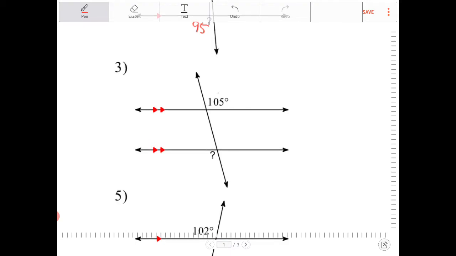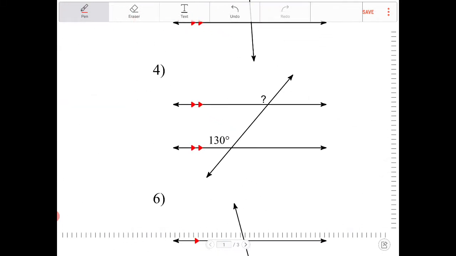Question 3. These are, once again, alternate exterior angles. So therefore, this is 105. Moving on, question number 4. These two angles are on the same side of the transversal. They are also corresponding. So what do we know about corresponding angles? They are going to be the same.